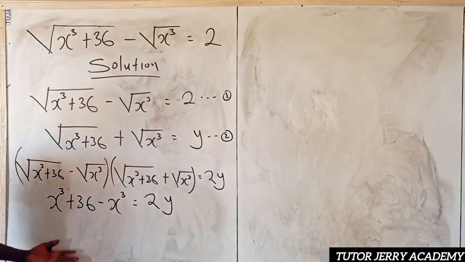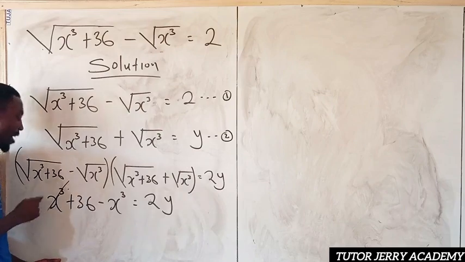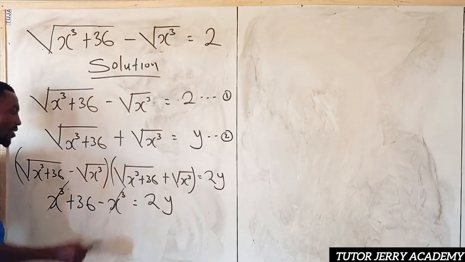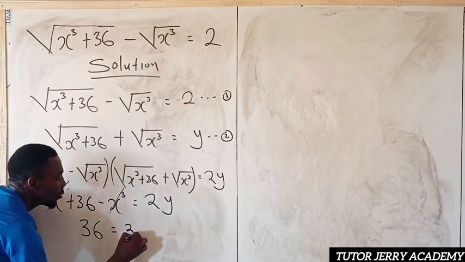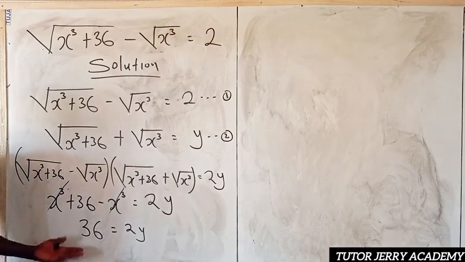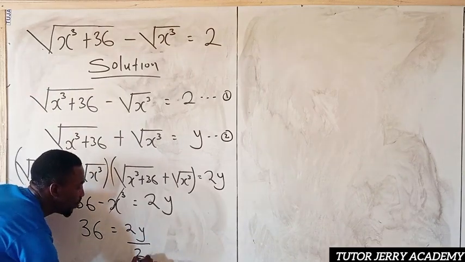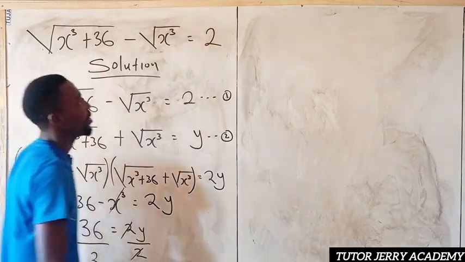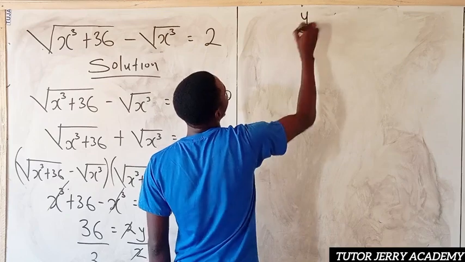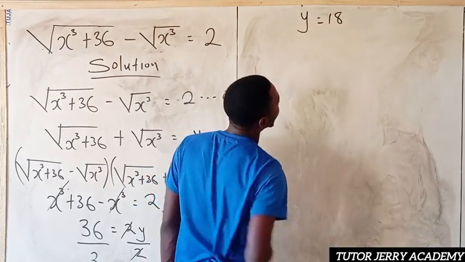If you look at this now, we observe that the s to the power of 3 cancels out, and we are left with 36 equals 2y. If we divide both sides by 2, it means that y will be equal to 18. So the value of y is 18.